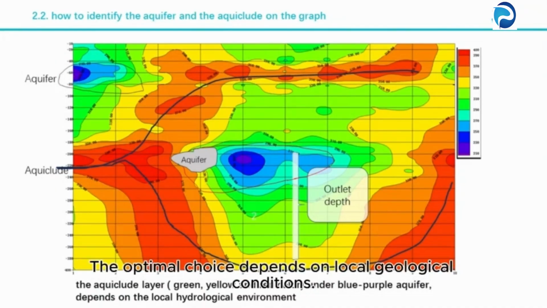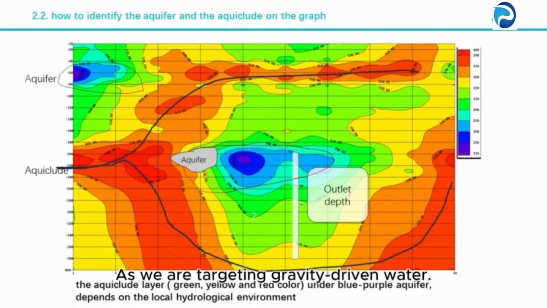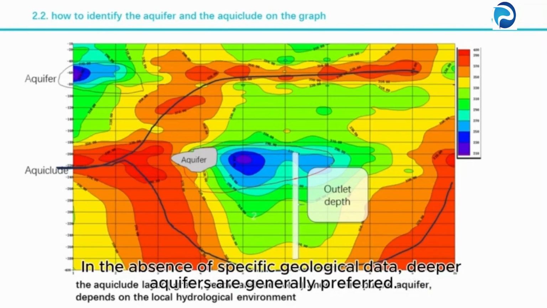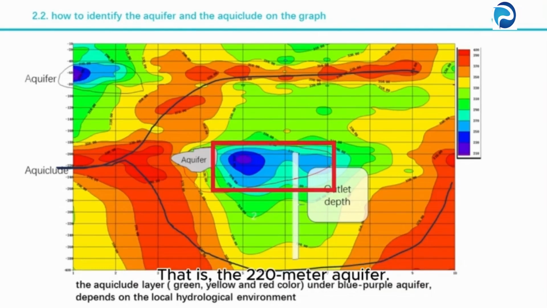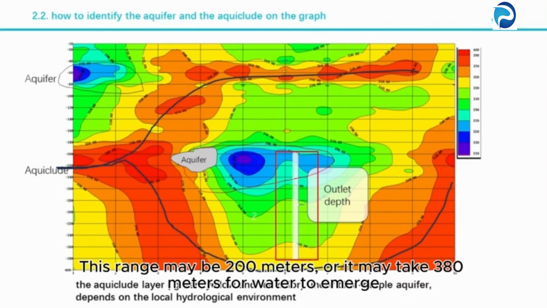The optimal choice depends on local geological conditions. As we are targeting gravity-driven water, in the absence of specific geological data, deeper aquifers are generally preferred. That is, the 220 meters aquifer. This range may be 200 meters, or it may take 380 meters for water to emerge.